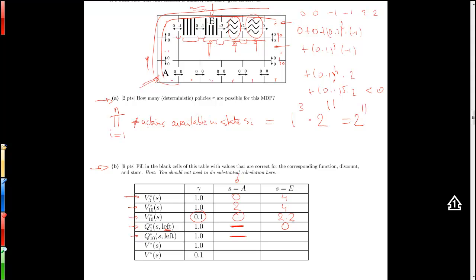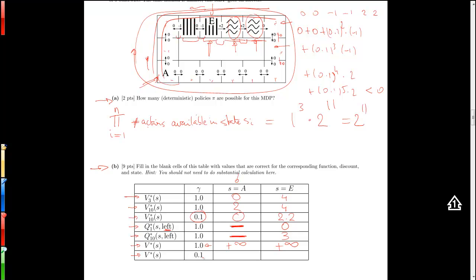So we would end up with V-infinity star of E, with a discount factor of 1. What we get starting from E. Well, if we could act infinitely long, we could go around the loop infinitely many times, and going around the loop gives us plus 2 total. So we'll have infinite value for E. If we go around the loop infinitely many times, every time we go around, plus 2.